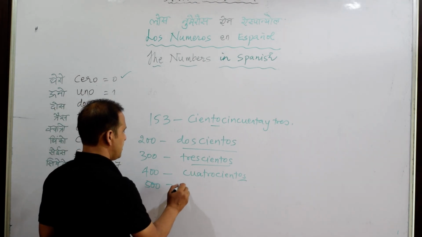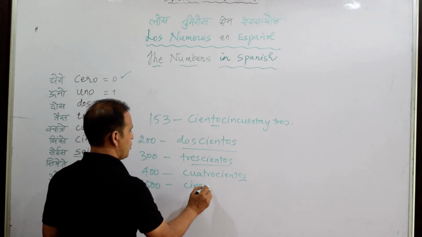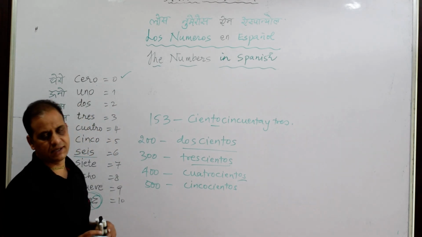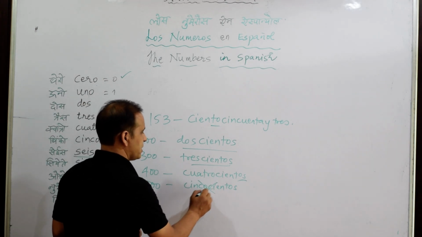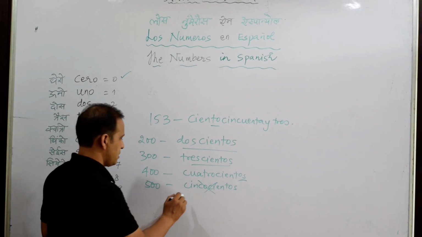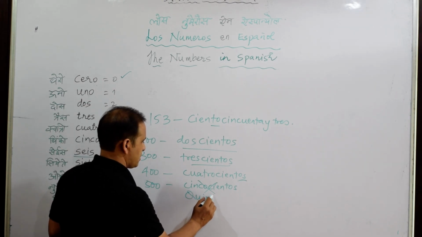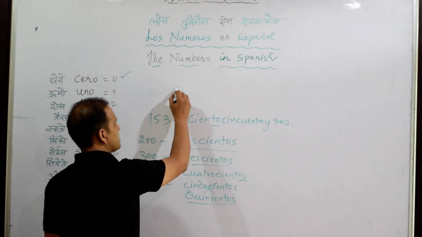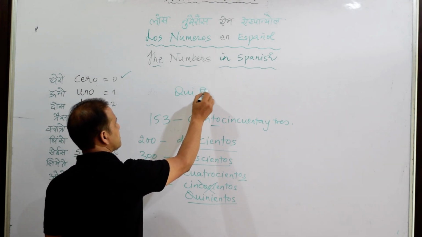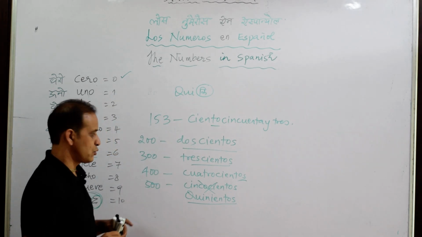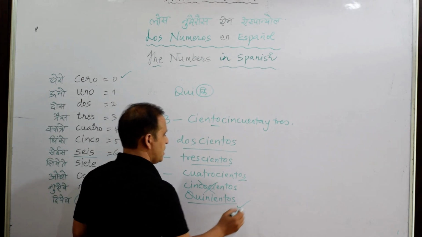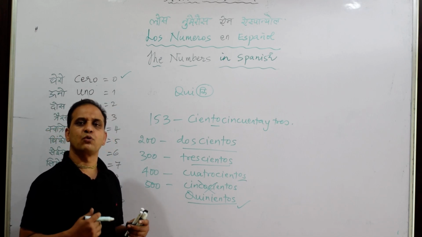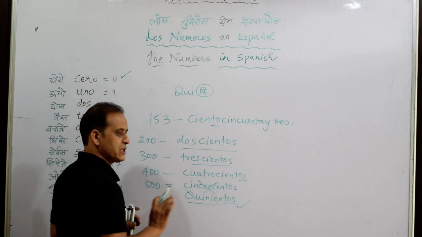500, cinco cientos. Logically it should be like this, but it is not cinco cientos. It is what? Quinientos. In Spanish, QUI will always give the sound like ki. So it will be quinientos. Now you will ask me why, but that's an exception. There is no answer to this why. So quinientos, that is 500.